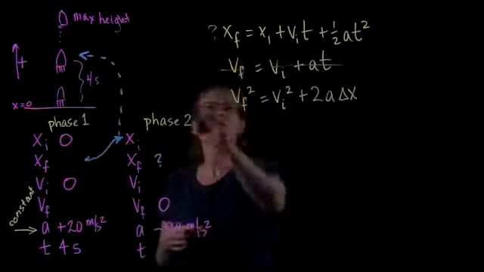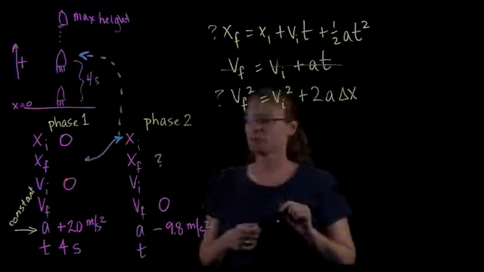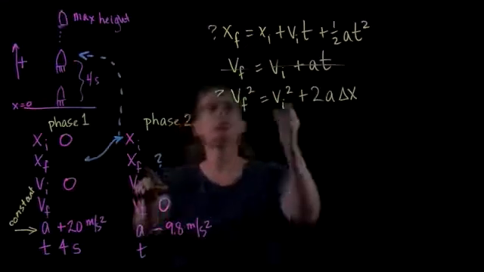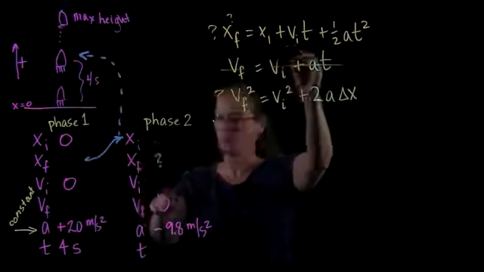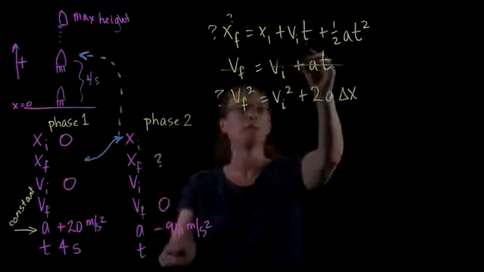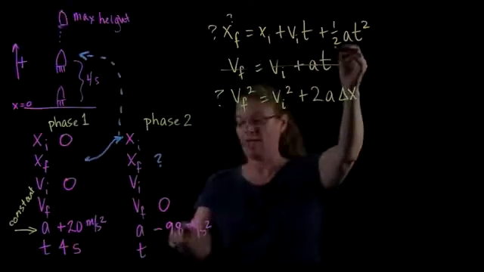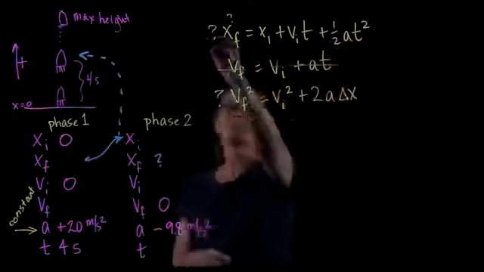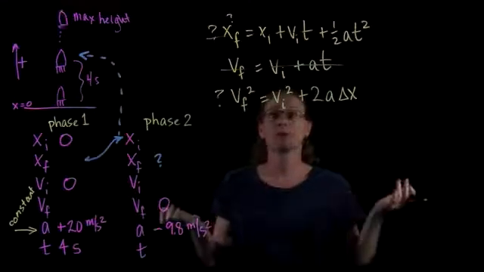So would this one work? Maybe. Would this one work? Maybe. Let's see what other information we have. So we're looking for x final. So here's my question mark. I want that. Do I know x initial? No. Do I know v initial? No. Do I know time? No. This isn't looking good. Half, I know half. I know my acceleration. Okay, I don't think this is going to work right now because we don't have enough information.